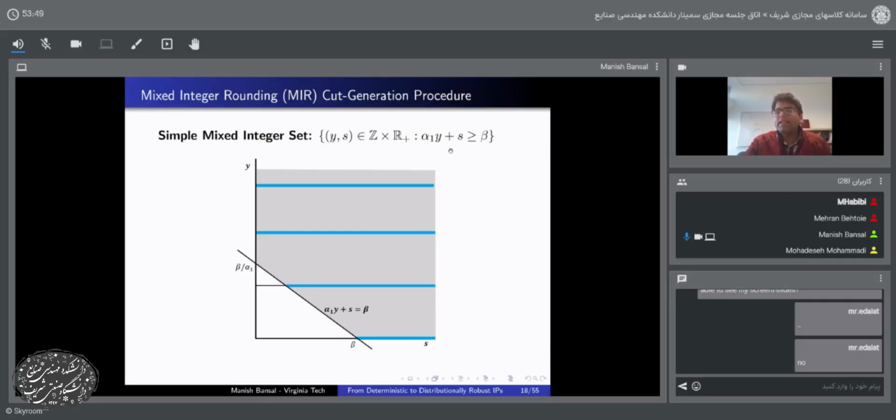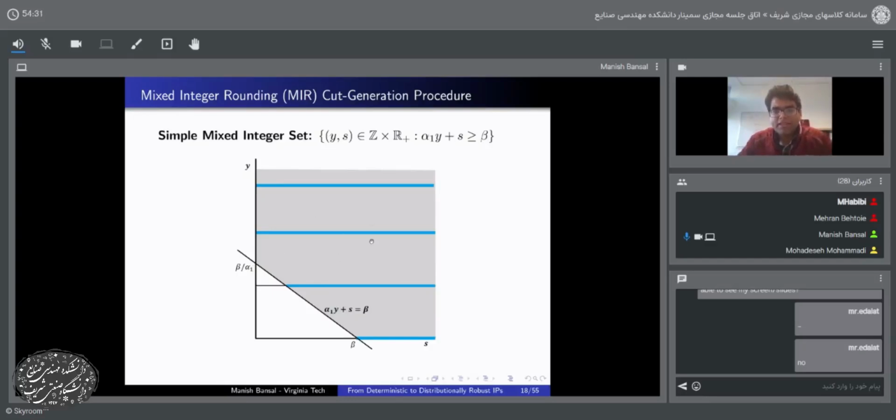Later on we will see how this procedure can be used to generate cuts for the general mixed integer programs. Interestingly, I can graphically represent it, right? Let's say y is on this axis and s is on this axis. y are integral and s are continuous. So all these blue lines are essentially representing my feasible region. And this is the hyperplane corresponding to alpha 1 y + s = beta. So the intercepts that I have are beta and beta by alpha 1. Very, very basic high school math, right?